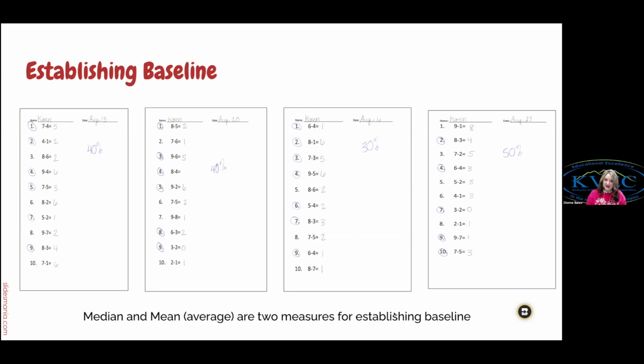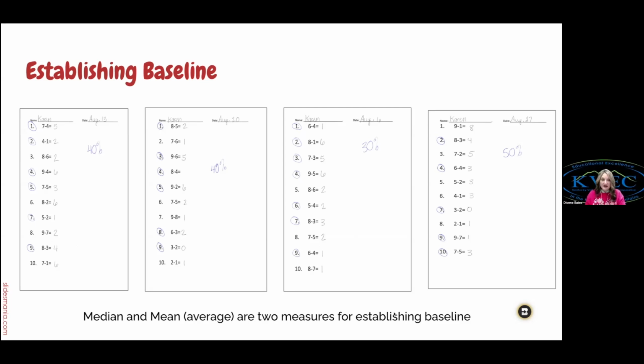And so I'm going to have to decide a rate, what would be reasonable for her. How am I going to write a math goal for Karen, and what is going to be reasonable that she could attain within a year? So I already have started that process. So we have to establish baseline.